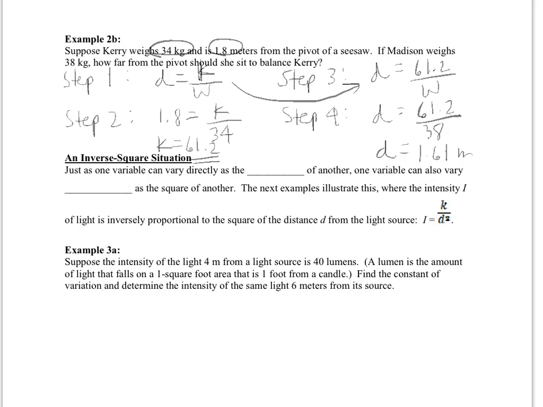Just as one variable can vary directly as the square of another, one variable can also vary inversely as the square of another. The next examples illustrate this, where the intensity I of light is inversely proportional to the square of the distance d from the light source. And here's that function, I equals k over d squared, and that's where that square comes in, an inverse square situation.